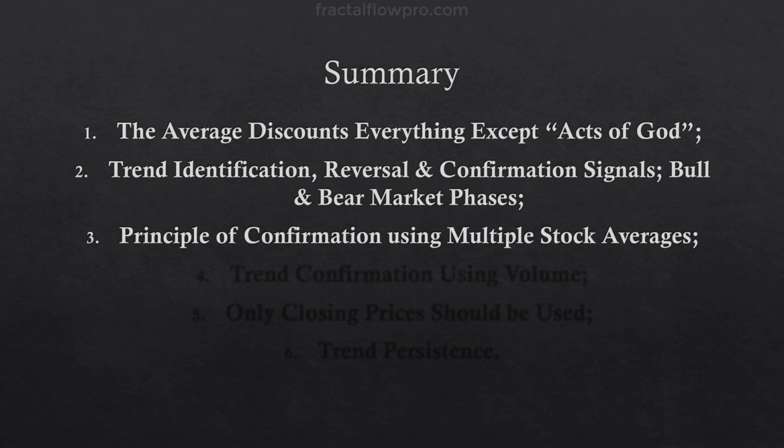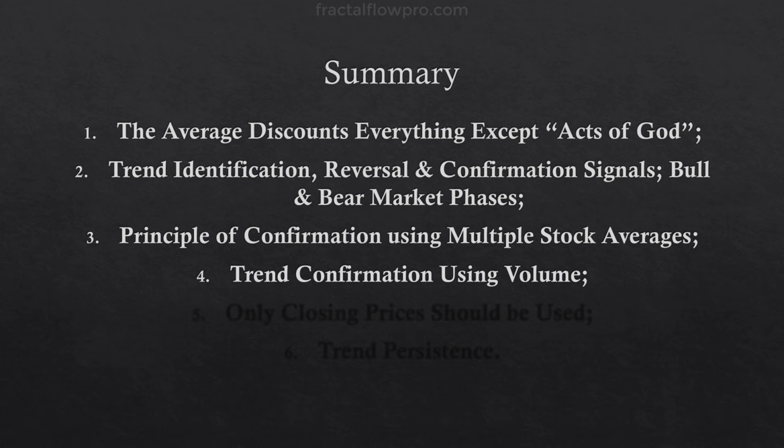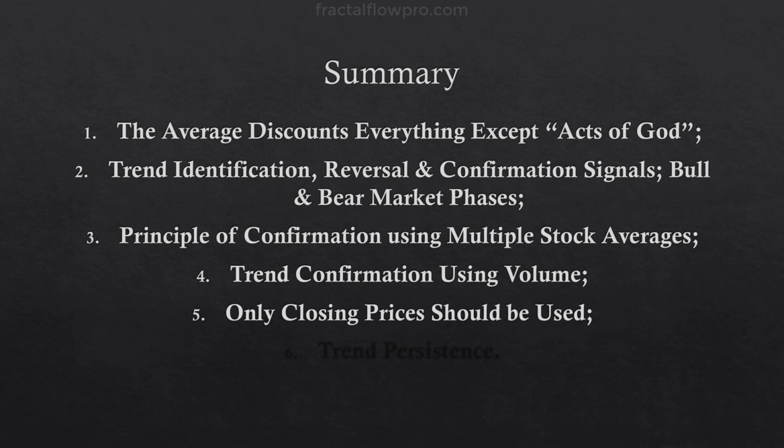The fourth principle states that volume confirms the trend, so when volume increases, we have a strong price movement, and when volume decreases, we have a weak price movement. The fifth principle states that only closing prices should be used in the analysis, since that's the most relevant price among the open, high, low, and close according to the Dow theory. The sixth and final principle is that the trend persists until there is a new reversal signal in alignment with a confirmation of the signal.